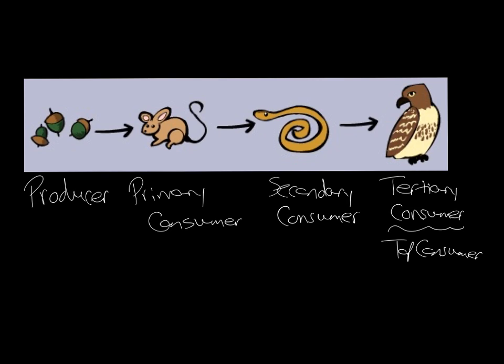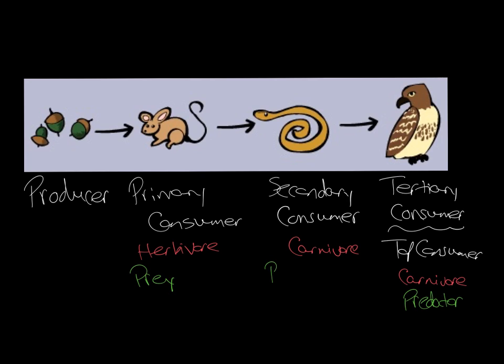So remember, we also have an herbivore here. We have a carnivore here. And we have another carnivore here. And the last label that we look at, we have prey right here. We have predator at the top. And remember, everything in between is prey and predator.